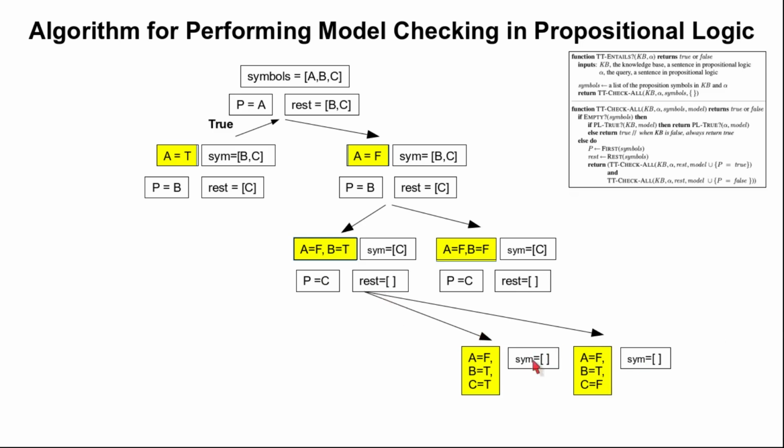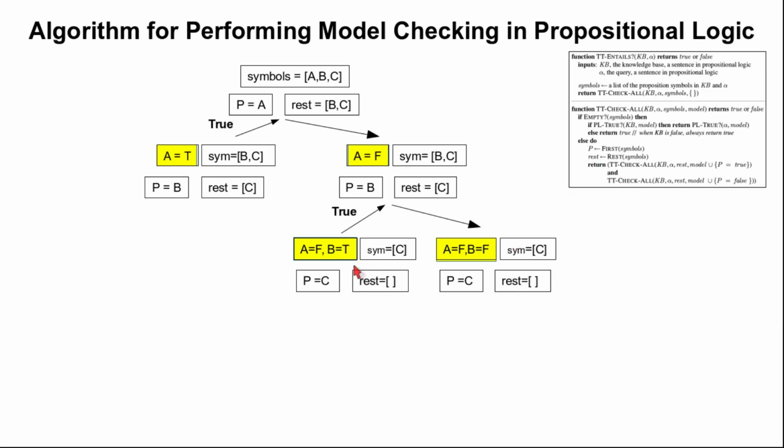And once the list of symbols becomes empty, we will perform this evaluation of the knowledge base and alpha. Let's say this part of the code will evaluate to true for both models, which means for this recursive call, both calls return true. So true and true will be true. So true will be returned by this recursive call to its parent.